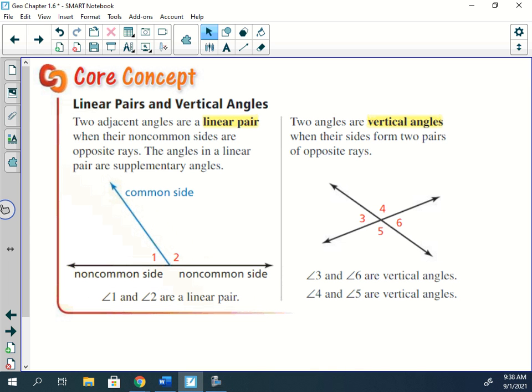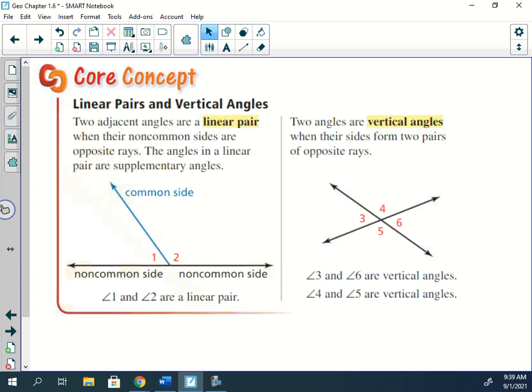I believe this here is the last concept that we're going to look at: linear pairs and vertical angles. Two adjacent angles are a linear pair when their non-common sides are opposite rays. The angles in a linear pair are supplementary angles. Really, if two angles have sides that make a straight line, they're a linear pair. Linear pair, linear line. We're talking about two angles that make a straight line. They are a linear pair, and they are supplementary. They add up to be 180.